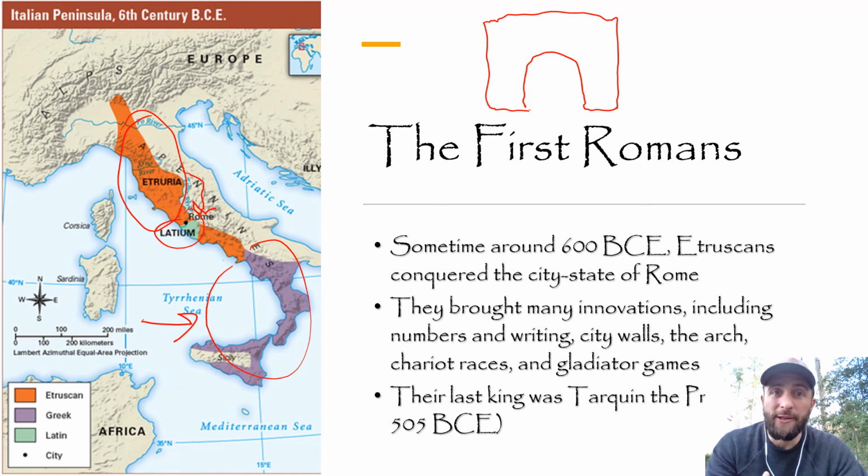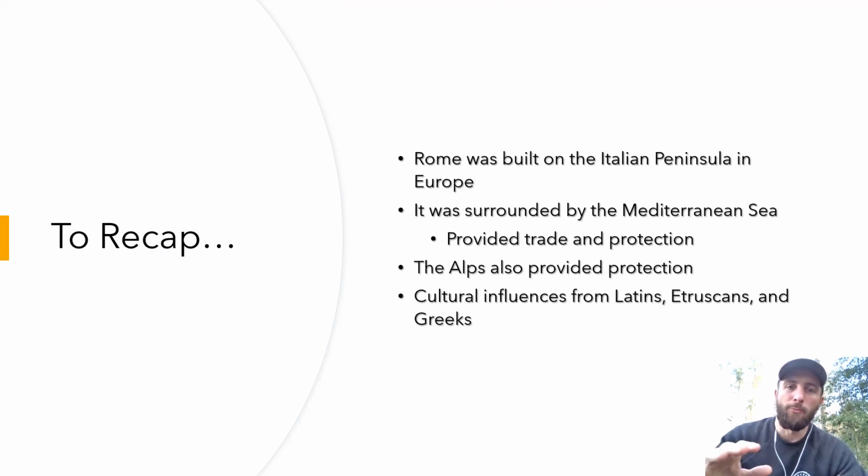All right, and this is what led to the development of a modified democracy that they called the Roman Republic. And that's what we're going to look at in our next video. So to recap, Rome was built on the Italian peninsula in Europe. You need to be aware of that. It was surrounded by the Mediterranean Sea, great for trade and protection. For protection, they also had the Alps Mountains in the north. And then finally, Rome had a lot of cultural influences from different groups, including the Latins, the Etruscans, and the Greeks.